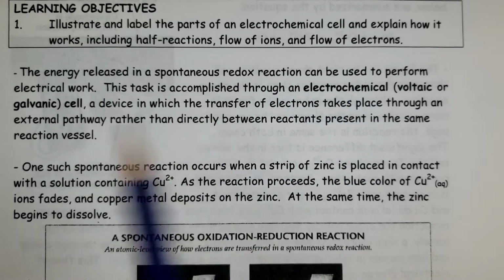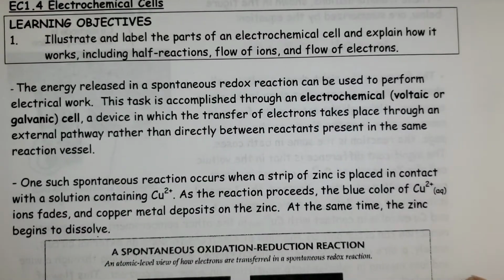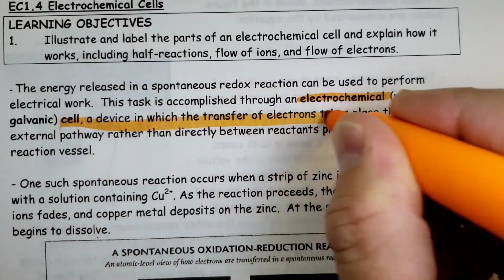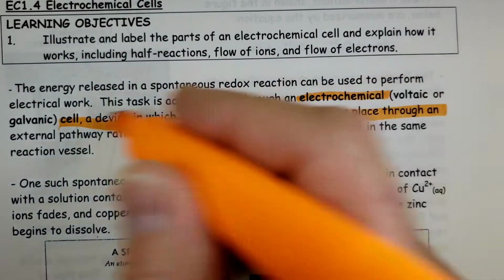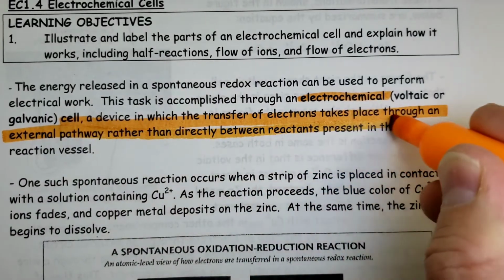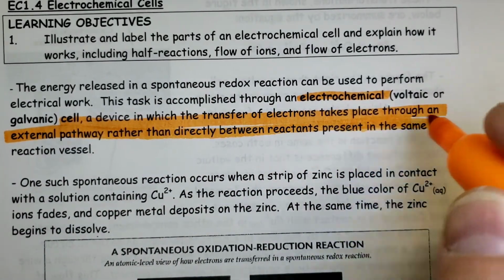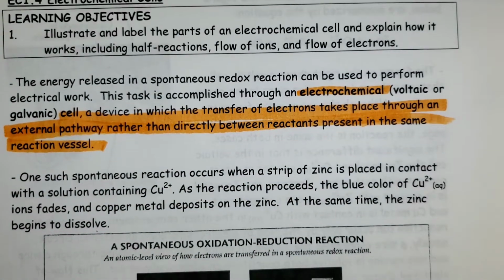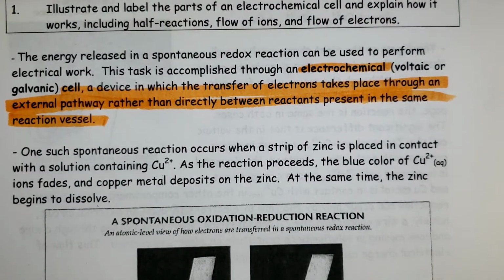This task is accomplished through the use of an electrochemical, or sometimes referred to as voltaic or galvanic cell, which is a device in which the transfer of electrons takes place through an external pathway rather than between the reactants present in some vessel. So an external wire that's connected.